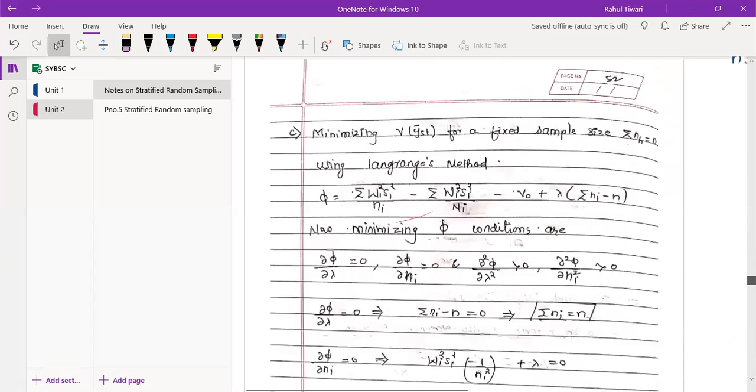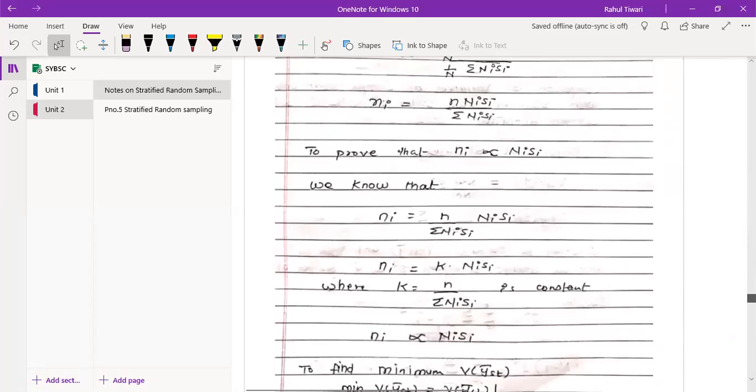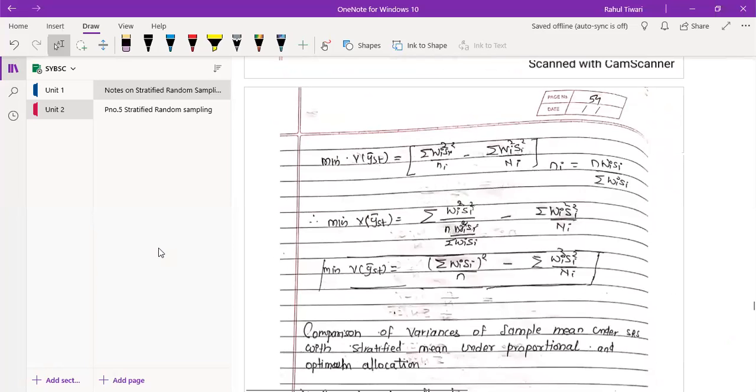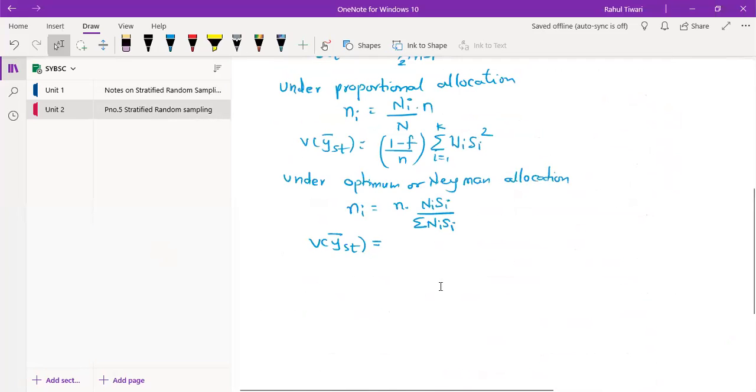Where it is summation Wi Si, sorry, Wi Si whole square upon n minus summation Wi Si upon.